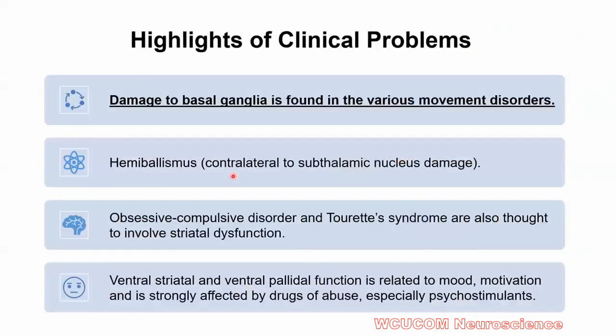We are at the point that we can look at some of our clinical highlights. It is fair to say that damage to basal ganglia is found in the broad category of movement disorders that neurologists recognize. And more specifically, of course, as I mentioned, hemiballismus is a sign of a contralateral subthalamic nucleus damage. And we know why. We're interfering with the normal functioning of the indirect pathway.